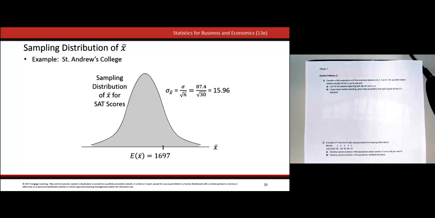So to summarize, what do we know about the sampling distribution of x bar? The mean of x bar equals the population mean. Actually, this should be here, the center, not here. Mean equals the population mean. Standard deviation equals sigma, which is the population standard deviation, divided by square root of n. And if the sample size is large enough, then the sampling distribution of x bar is approximately normally distributed.